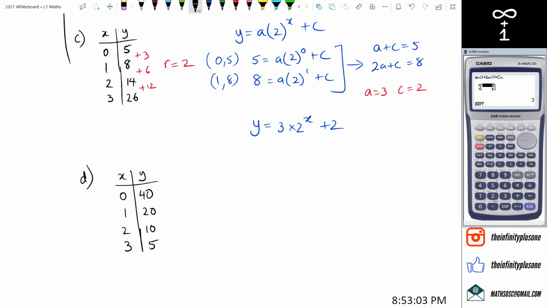This could be rewritten as a plus c is equal to 40, and 0.5a plus c is equal to 20. Chuck it in the calculator, and we are pretty much good to go here. So what do we got? 1, 40, 0.5, 1 and 20. So as you guys can see, you're getting a is equal to 40 and c is equal to 0. So straight away, your equation there, nice and simple, 40 to the power of 2x.